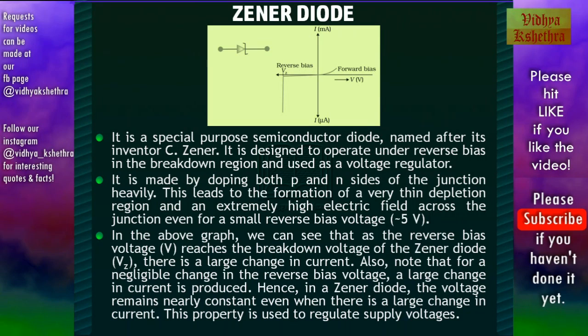So in the above graph, we can see that as the reverse bias voltage reaches the breakdown voltage of the Zener diode, there is a large current. Also note that for a negligible change in reverse bias voltage, a large change in current is produced. Hence, in a Zener diode, the voltage remains nearly constant even when there is a large change in current. This is the property that is used to regulate supply voltages.